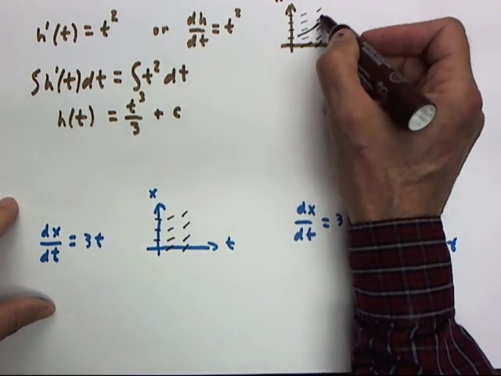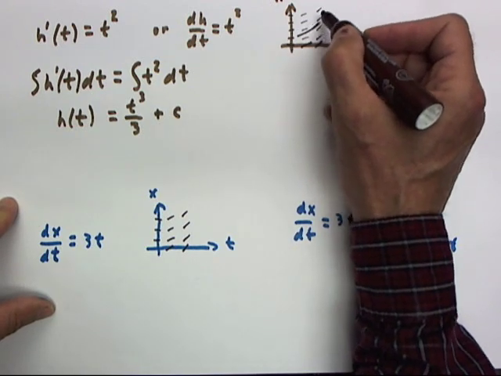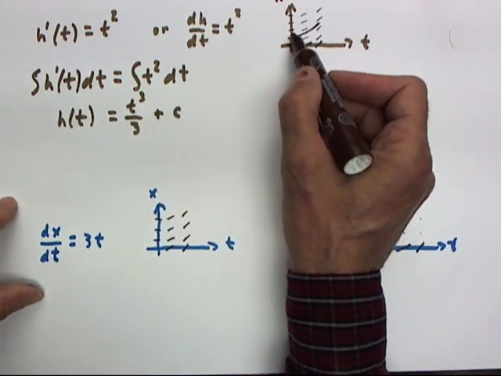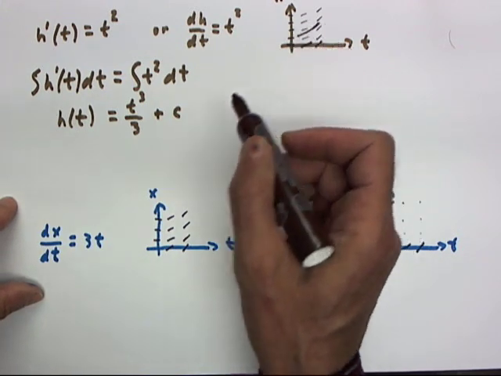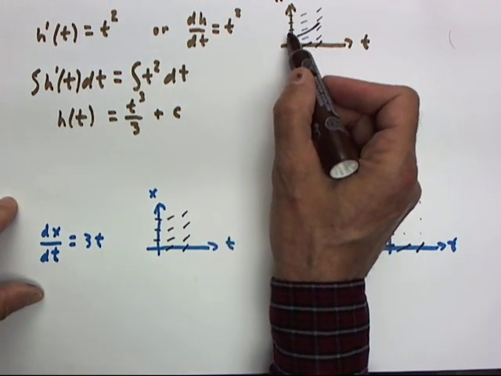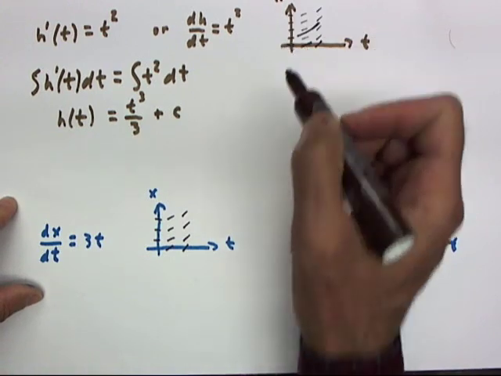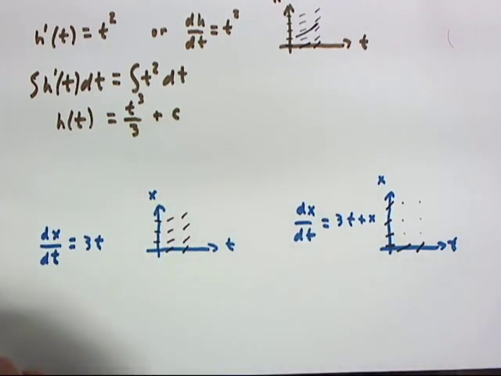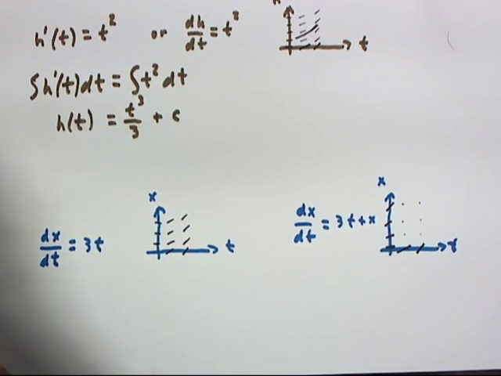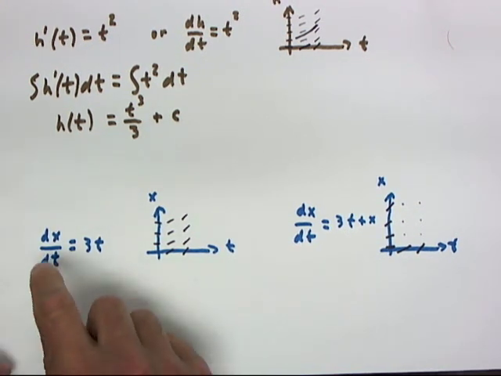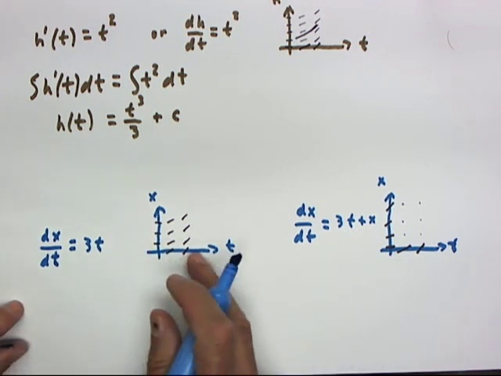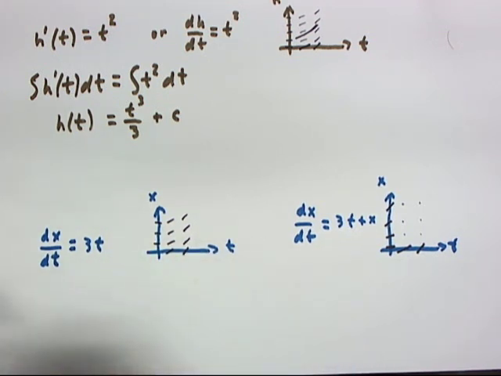Now this curve is plausibly the beginning of a t cubed over 3 plus c curve, where c is whatever value h takes when this curve intercepts the vertical axis. Okay, so that's straightforward, and this second equation is also straightforward. dx/dt equals 3t. The direction field looks like this.